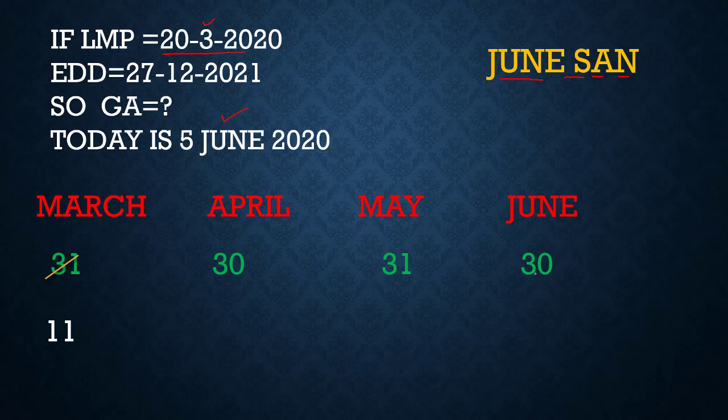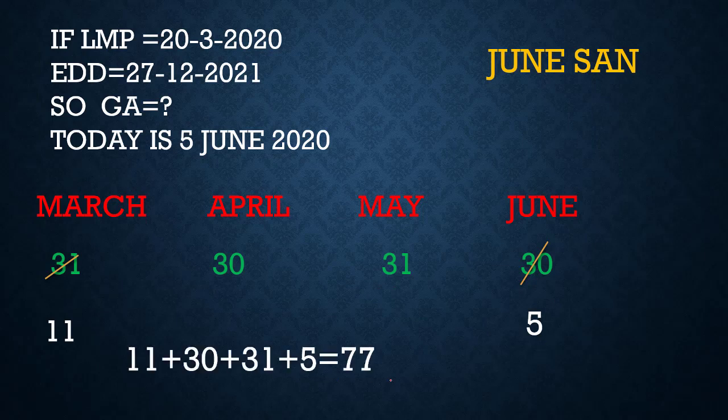But now today is 5 June, so we will write here 5 June. Now we have to add all the days. We will add 11 plus 30 plus 31 plus 5. When we add, the answer will be 77. So the gestational age in days is 77. Your fetus is 77 days old, right? So in MCQs or in any viva, if the examiner asks about the gestational age in days, this is the method by which you calculate the age of gestation in days. So the fetus is 77 days old.